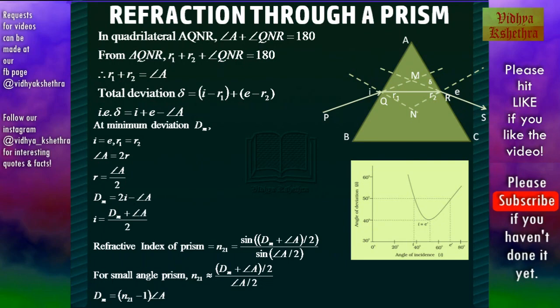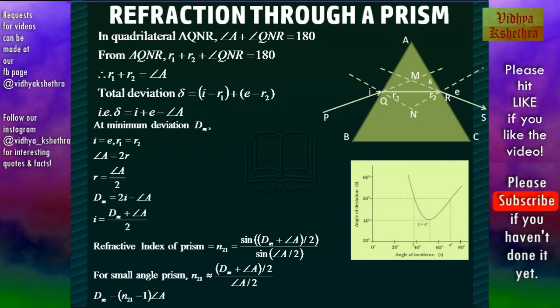This is the case when the refracted ray at Q is parallel to the base BC. In this case, the angle of incidence and the angle of emergence become equal and hence R1 is equal to R2. Therefore, angle A, which is given by R1 plus R2, is equal to 2R, or R is equal to angle A by 2.